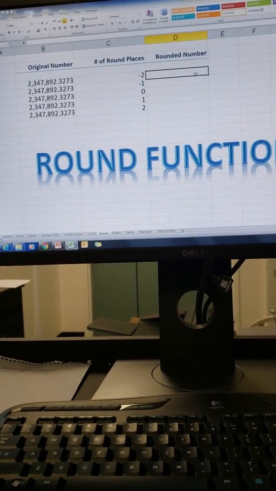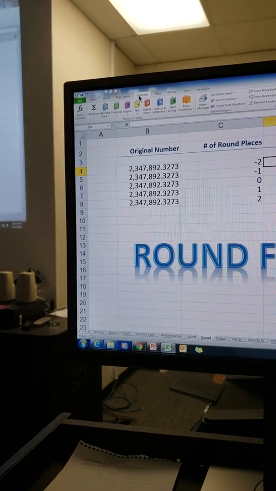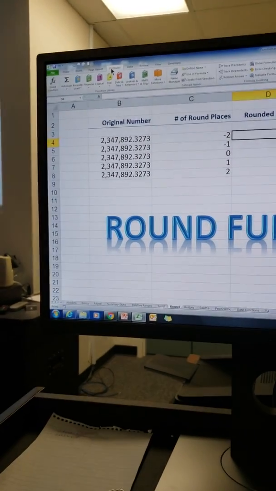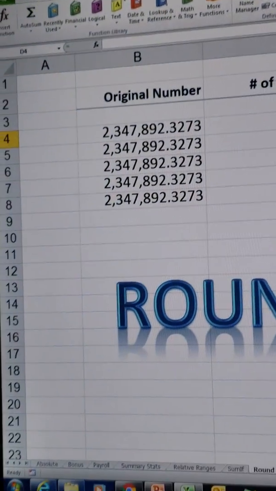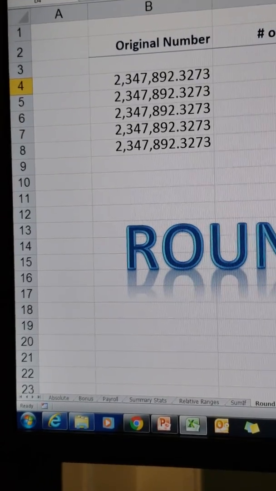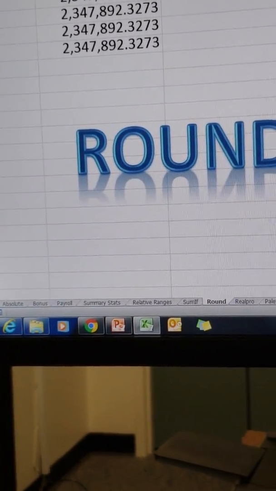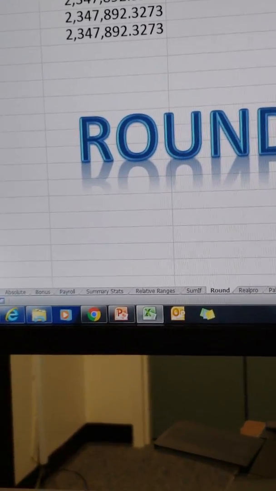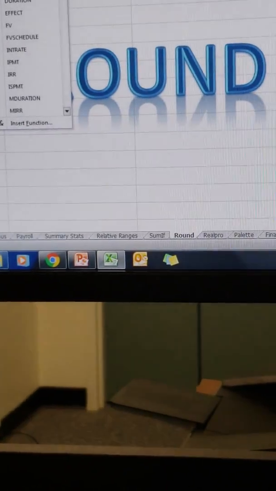We're going to go to D4, and then we're going to come up here to the ribbon. We're going to activate the formulas tab on the ribbon, so we're just going to come up there. Now, does anybody know where the round function would be? What kind of function is this? Is it under here? Or is it under door number 2? Which one is it? I know, like we're playing a game show.